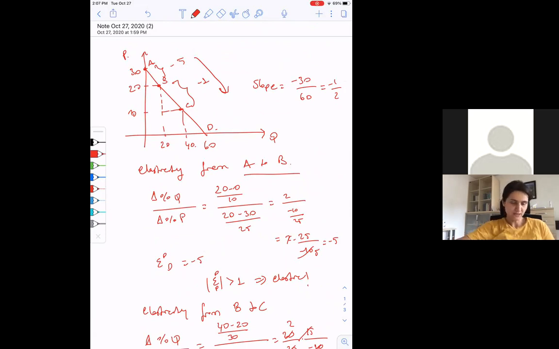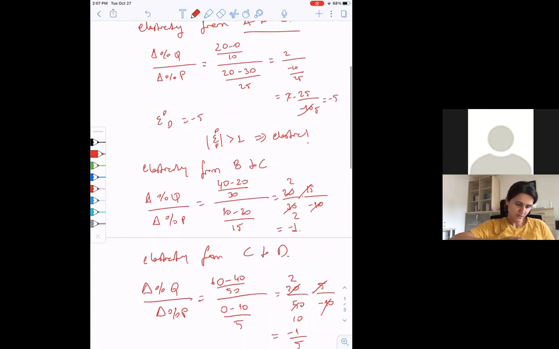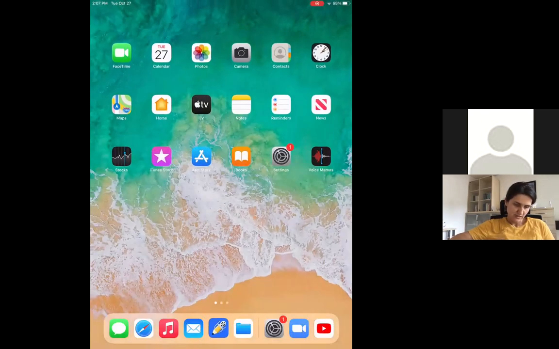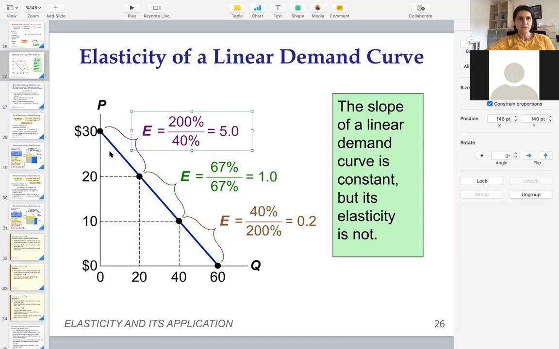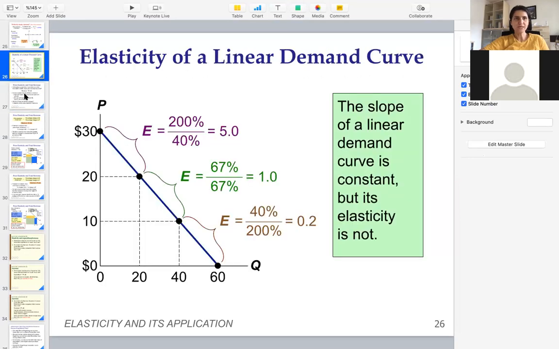So let's continue with our slides. Okay, stop share. Let me share my screen in here. So we found the same thing. The slope along the line is the same, but elasticity is changing along the line. And now we are going to look at the relationship between price elasticity and revenue.